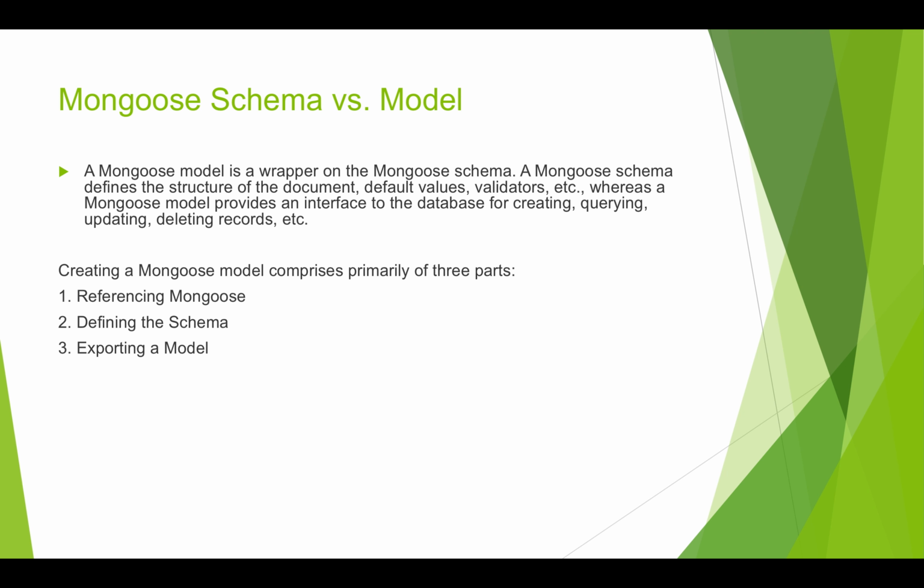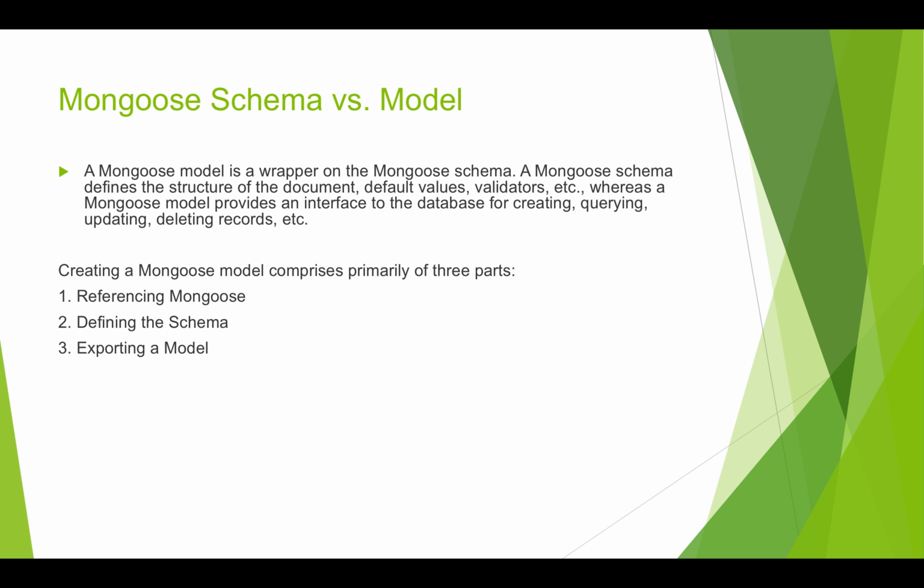Mongoose schema versus model. A Mongoose model is a reference to the Mongoose schema. A Mongoose schema defines the structure of the document, default values, validation, etc. Whereas a Mongoose model provides an interface to the database for creating, querying, updating, and deleting records.